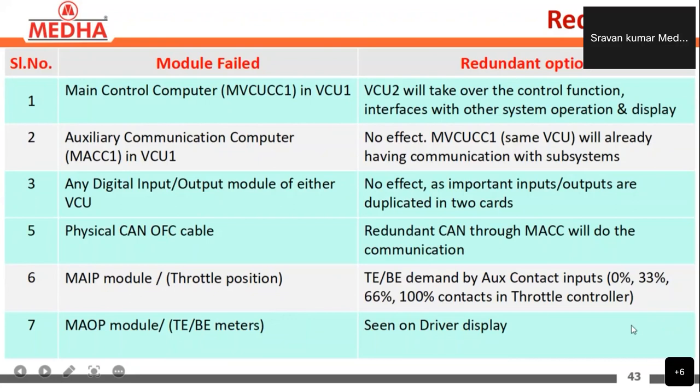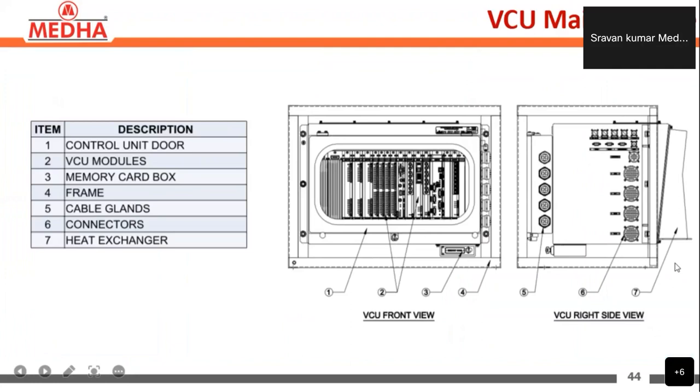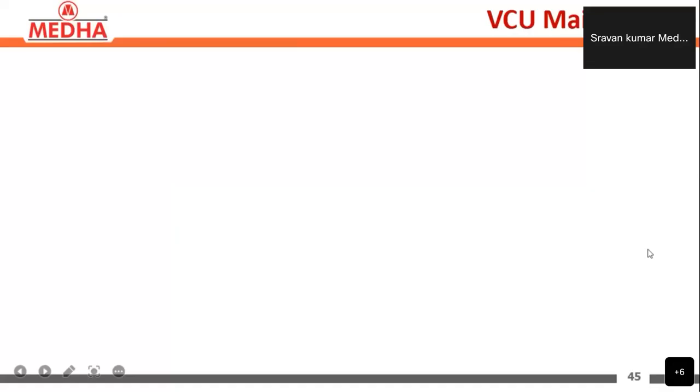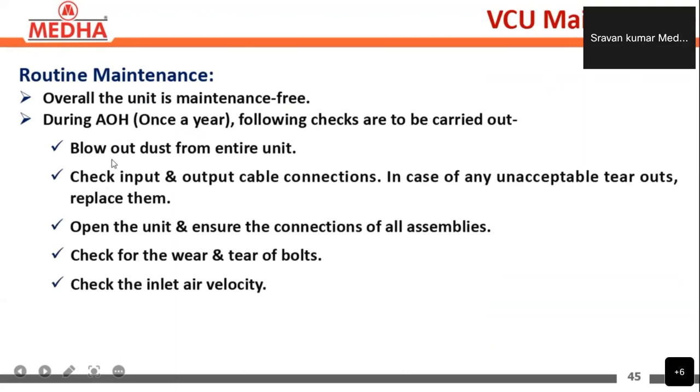So this is VCU maintenance. Here we can see some of the maintenance. Overall the unit is maintenance free. During AOH, once in a year, the following checks are to be carried out. In AOH, blow out the dust from the entire unit and check input output cable connections. Then open the unit and ensure the connections of all assemblies. Check for wear and tear of bolts and check the inlet air valves. So this is the regular maintenance once in a year.